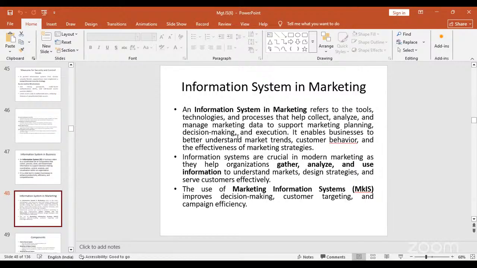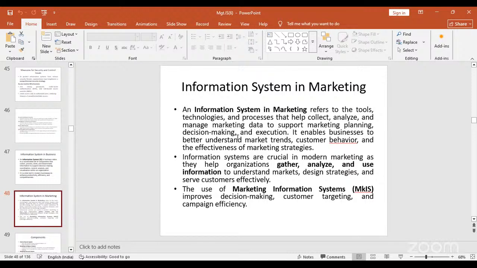So it is an information system. It is nothing else. It is an information system which collects the information from the market, from the customer end, and also from the competitors. Not only the customers, also the competitors of the market. So it enables the businesses to better understand market trends. What is in the market?